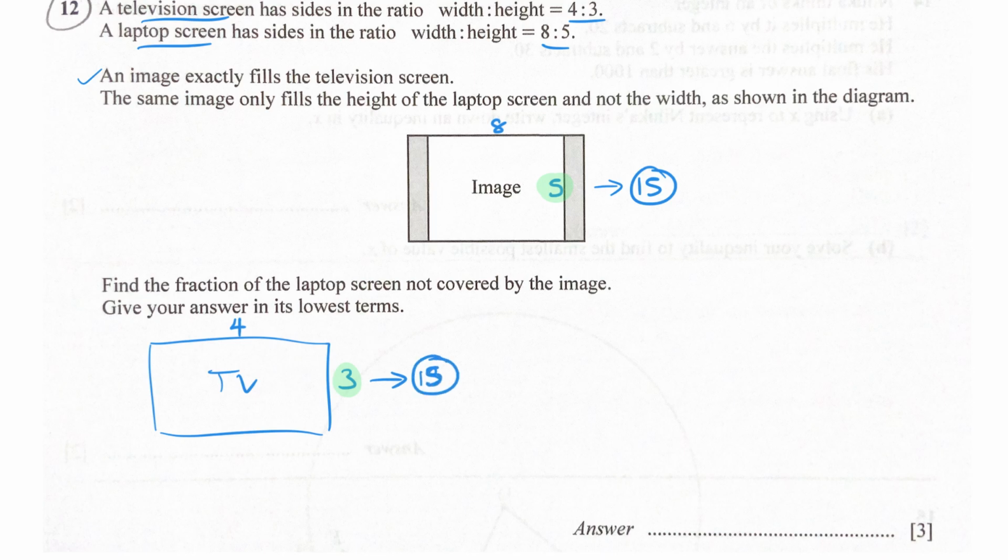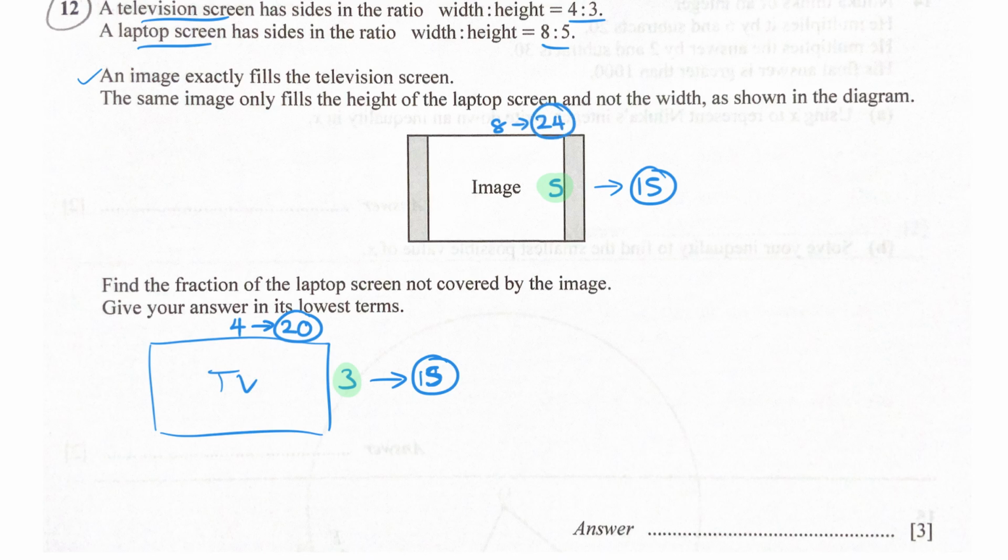And I'll do the same for the lengths of the TV and the laptop screen. So this one times 5 would be 20 units. For the laptop image, times 3 would be 24.